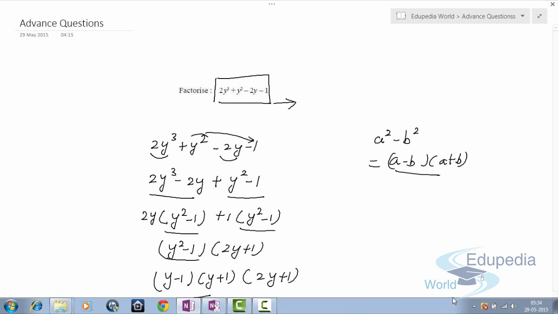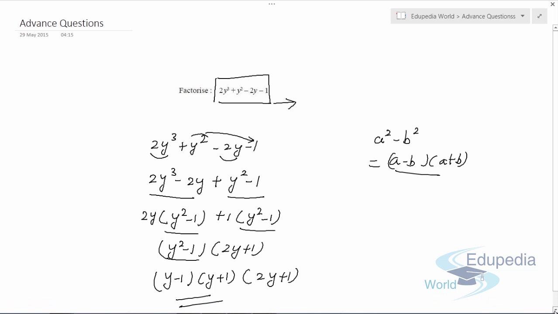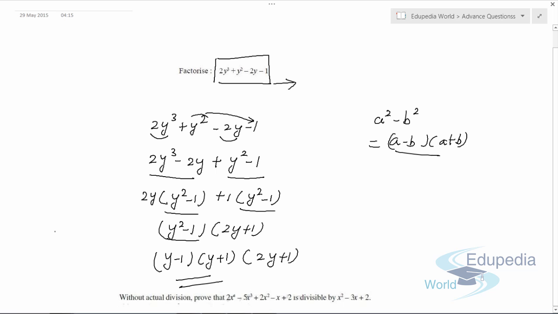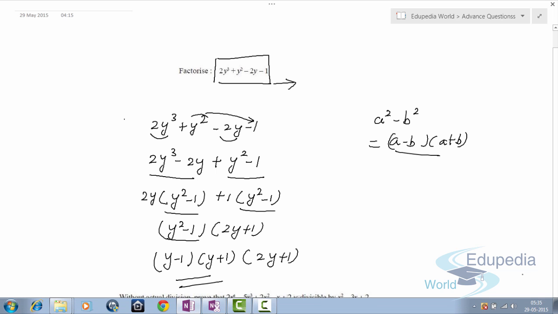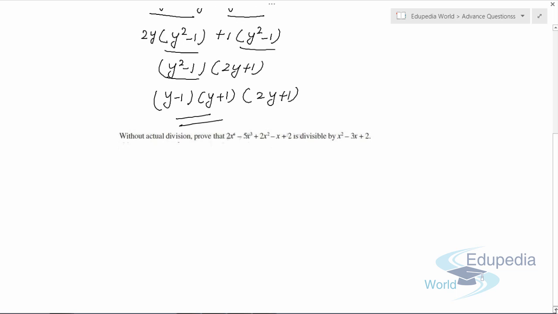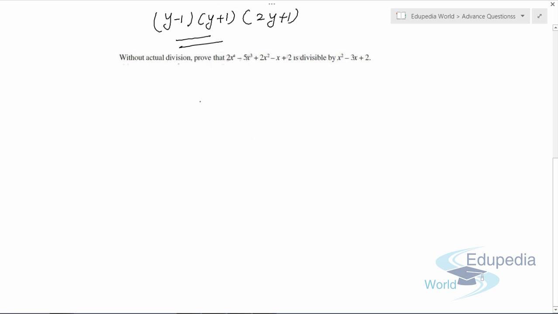Since factor theorem and these types of concepts are very long, to factorize any polynomial we generally apply these types of concepts. Now we'll discuss one more question regarding this. It is a very important and very good question. Without actual division we have to prove that this polynomial is divisible by this polynomial. If this polynomial is divisible by this polynomial, this means this polynomial should be a factor of this polynomial.